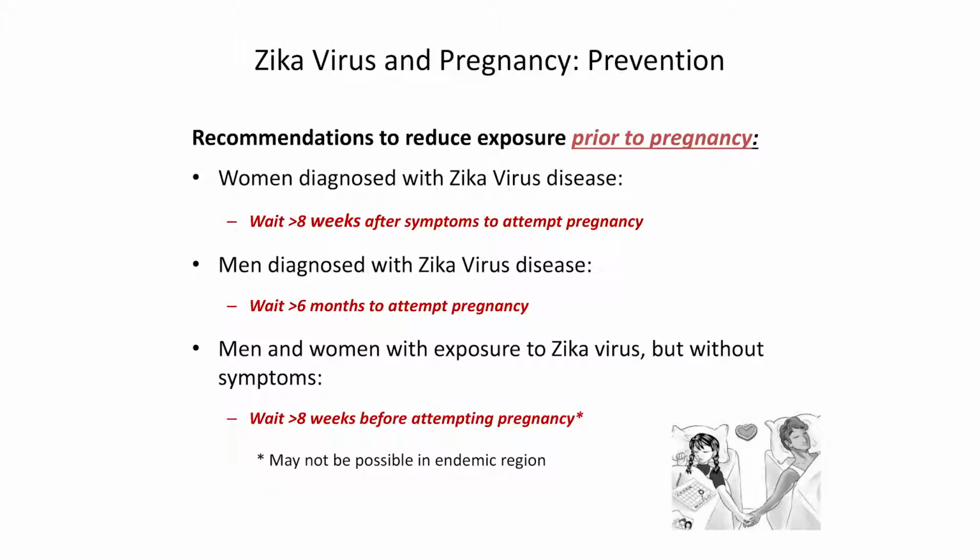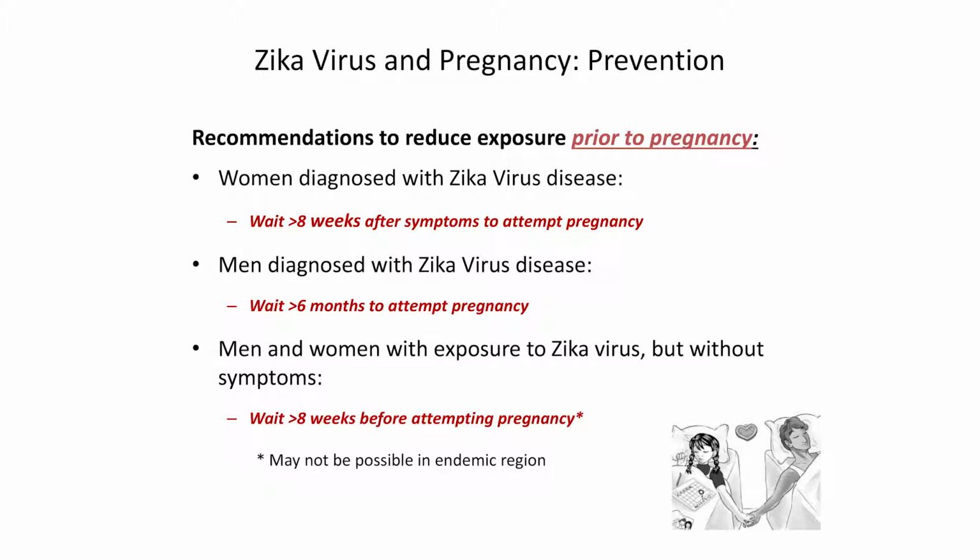Now that's for women. Because they're worried about the semen, they want men diagnosed with Zika to wait 6 months. So if a male has Zika virus, they should not try to conceive with their partner for at least 6 months.